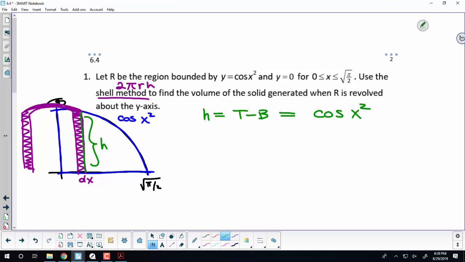What is the radius then? X, do y'all agree? It's just some x value. Like if I'm here, the radius is that x value. Here, let me mark this here. That distance is the radius. That's what's getting revolved around here. That's just x. You have to remember that it is some x value.